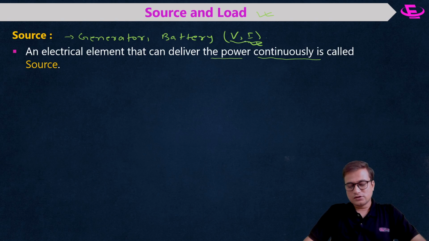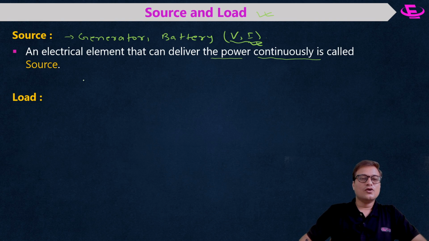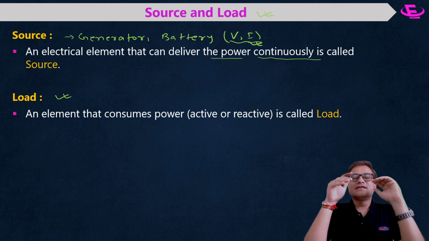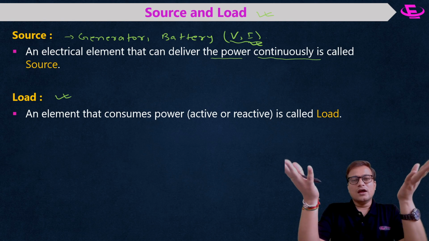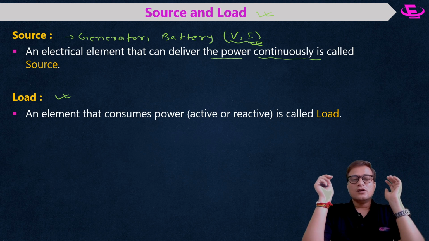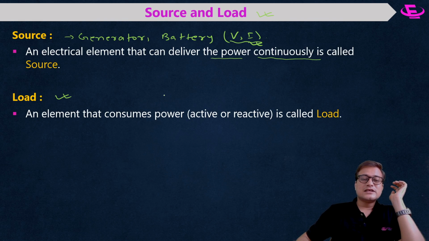So this is about source. Next is load. What is the meaning of load? Load means, in electrical engineering, the appliances which you are using or connecting across the supply. That is called load. These appliances are consuming power, and that is called load.